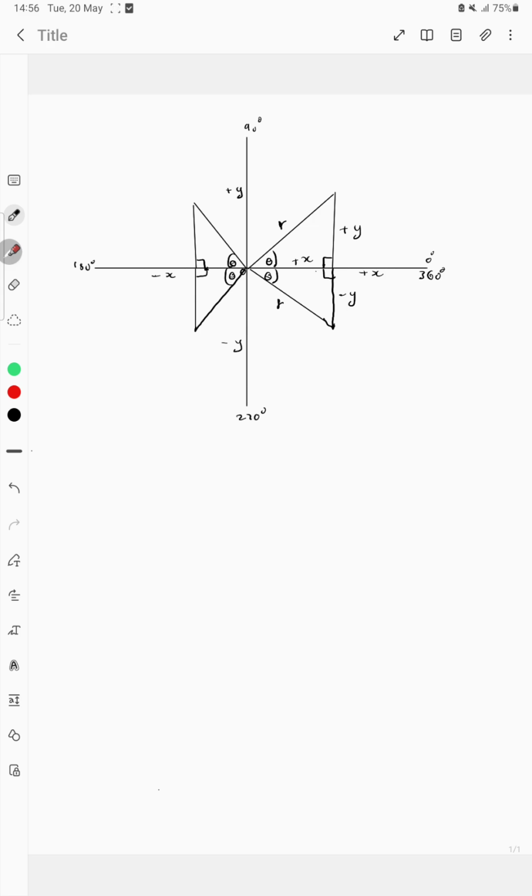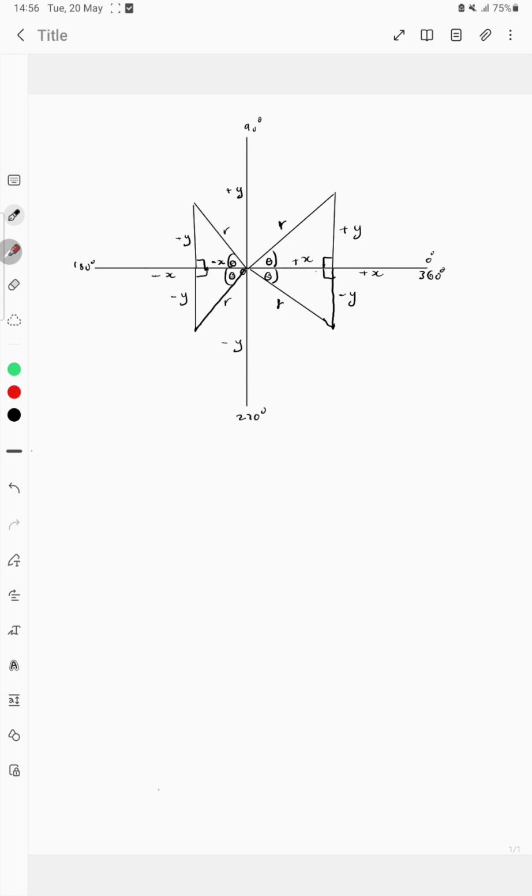Guys, r is always positive, meaning the hypotenuse is always positive. Why? Because it's distance or length. You can never have a negative distance. So all the r's would be positive. But when I'm this side, this is negative x, and then this is positive y. This would be negative y.